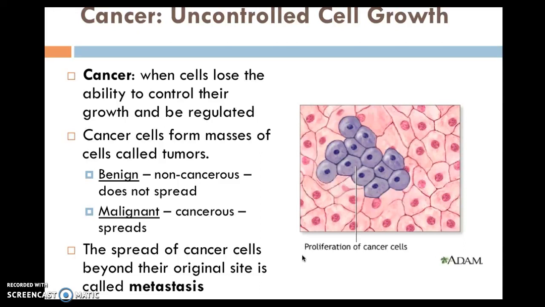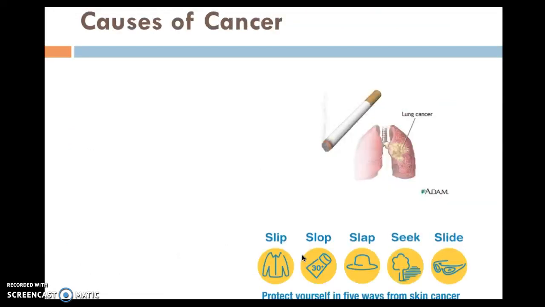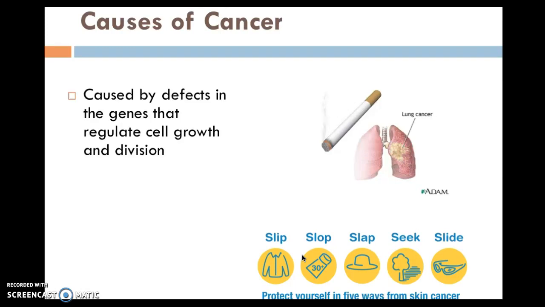So metastasis is spreading, but the next thing we'll be talking about is causes of cancer. One thing that all cancers have in common is their inability to follow cell regulation, cyclins and checkpoints. And their cause, even though the causes might be slightly different, usually has something to do with a defect in the gene.